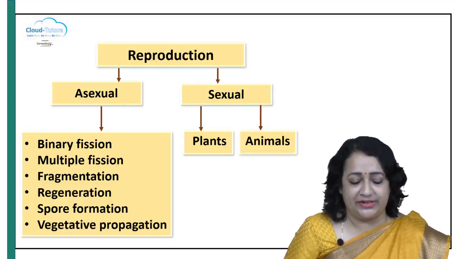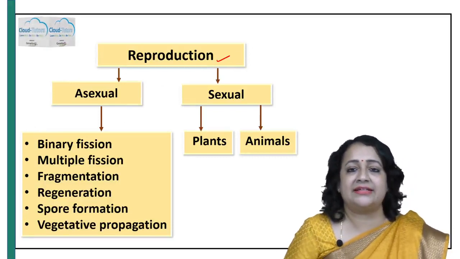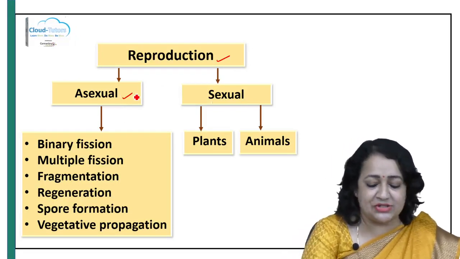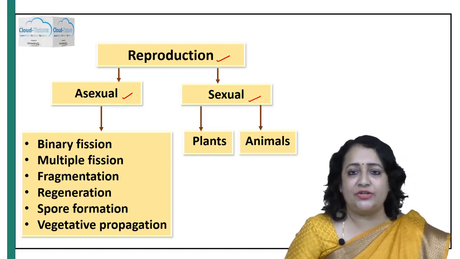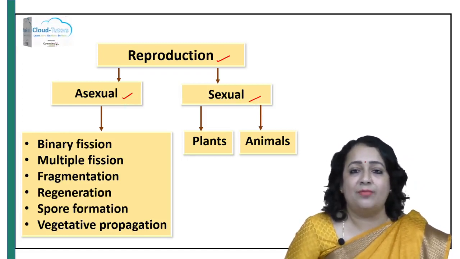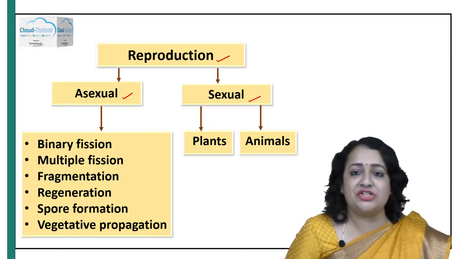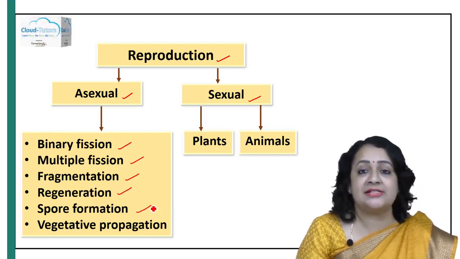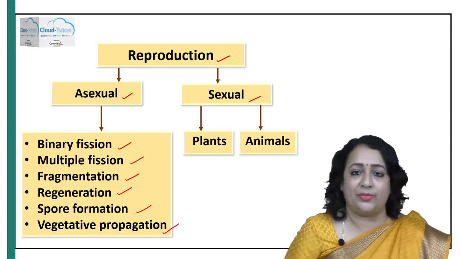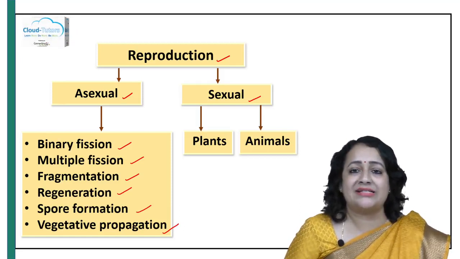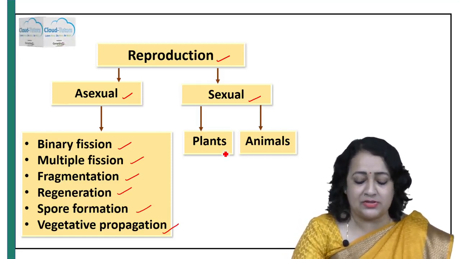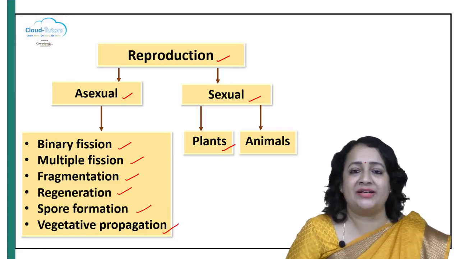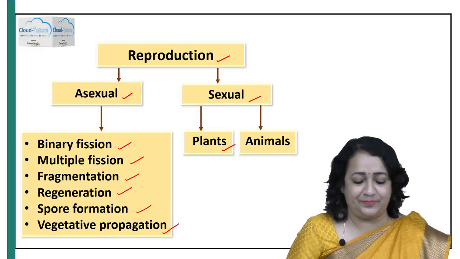So what are we going to study today? When we talk about reproduction, there are two types. One is asexual, the other is sexual reproduction. In today's class, we will be focusing on modes of asexual reproduction, which includes binary fission, multiple fission, fragmentation, regeneration, spore formation, and vegetative propagation. Also, we will be talking about sexual reproduction in flowering plants. There we will be discussing the structure of a typical bisexual flower and the different stages involved in sexual reproduction in flowers.